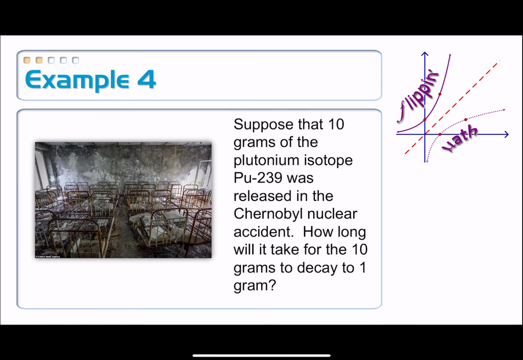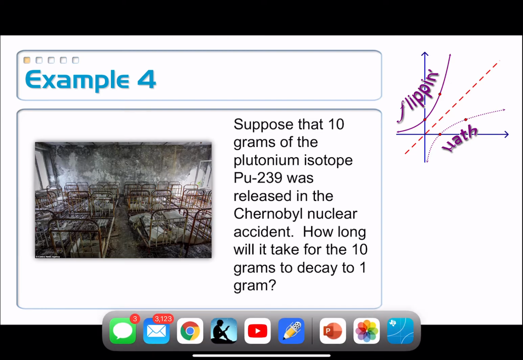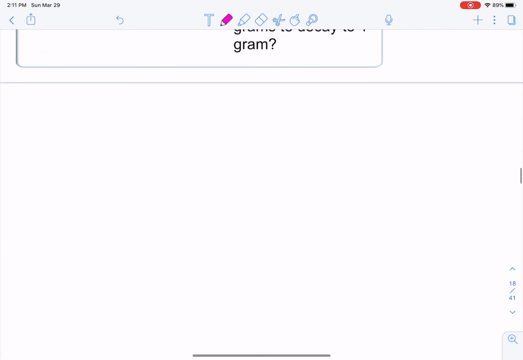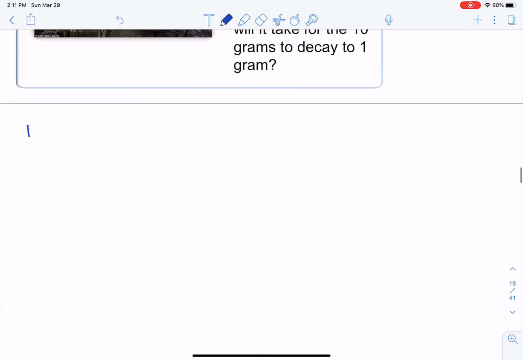Suppose 10 grams of plutonium isotope Pu-239 was released in the Chernobyl nuclear accident, and you can see a picture there. It's pretty haunting. How long will it take for 10 grams to decay to 1 gram? The answer to that question, of course, is pretty long, and we'll be far, far dead, to be sure, but let's go ahead and verify that with some mathematics. So, Example 4.